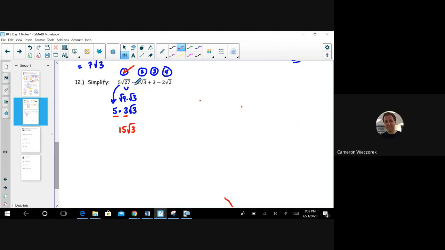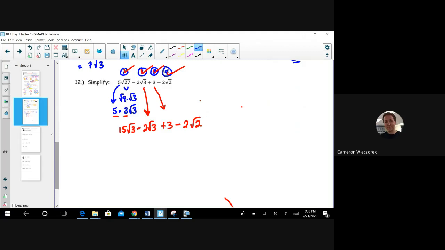I see a subtraction sign. I'm going to bring it down. 2 rad 3. Nothing to combine there, nothing to simplify there. Rad 3 doesn't break down. So I can just bring that down. Draw a little arrow. Check. Plus 3. Just a whole number. There's nothing I can do with that. Plus 3. Check. Step 4. I see subtraction. I'm going to bring subtraction down. 2 rad 2. Rad 2 doesn't break down. Check.